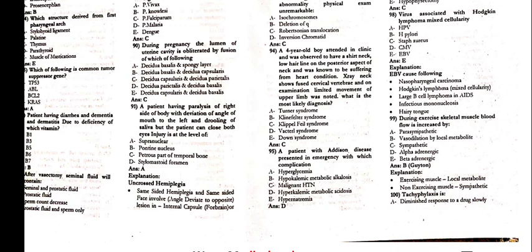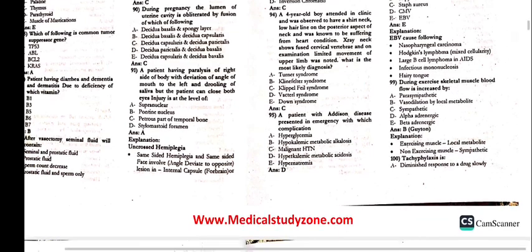Robertsonian translocation. 94, the 4-year-old boy attended the clinic and was observed to have a short neck, low hairline, and the posterior aspect of neck was known to be suffering from the heart condition. X-ray revealed a cervical vertebra on the examination. Limited movement of upper limb was noted. What is the most likely diagnosis? It is Klippel-Feil syndrome. 95, the patient with Addison's disease presented to the emergency with which complication?